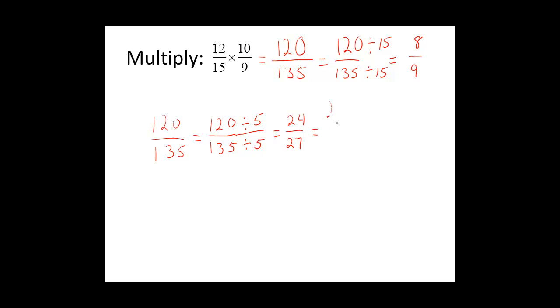24 and 27 have a common factor of 3. So we can divide the numerator and the denominator by 3. 24 divided by 3 is equal to 8, and 27 divided by 3 is equal to 9. Once again, we're getting the same answer, 8/9.